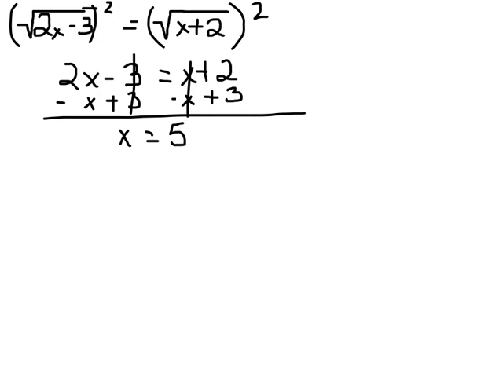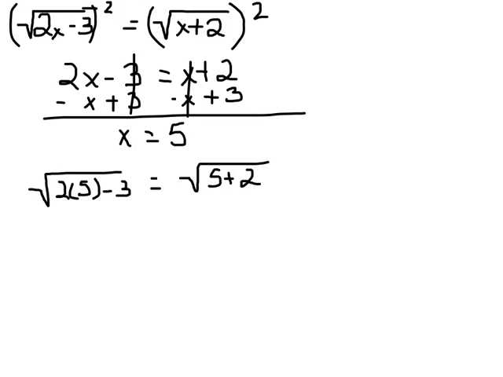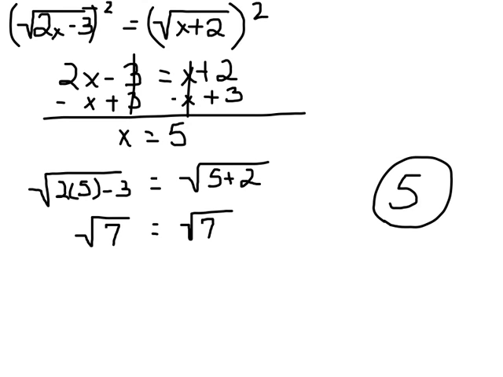So we put 5 back into the original equation and see if it is indeed a solution. The square root of 2 times 5 minus 3 equals the square root of 5 plus 2. Well, 2 times 5 is 10, and 10 minus 3 is 7. So on the left we have the square root of 7, and 5 plus 2 is 7. So the square root of 7 does equal the square root of 7. So 5 is indeed the solution.